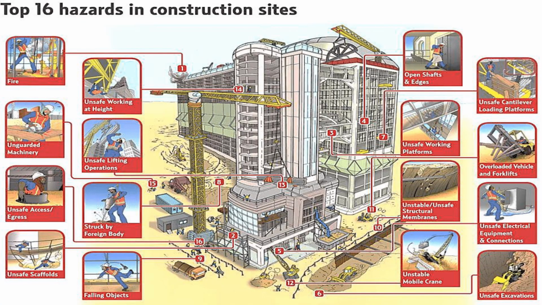Some of the common hazards at construction sites include fire, unsafe working at height, unguarded machineries, unsafe lifting operations, unsafe access, struck by foreign body, unsafe scaffolds, falling objects, open shafts and edges, unsafe cantilever loading platforms, unsafe working platforms, overloaded vehicles and forklifts, unstable or unsafe structural members, unsafe electrical equipment and connections, unstable mobile crane, and unsafe excavations.